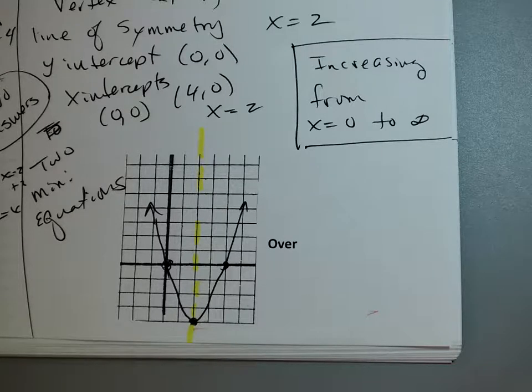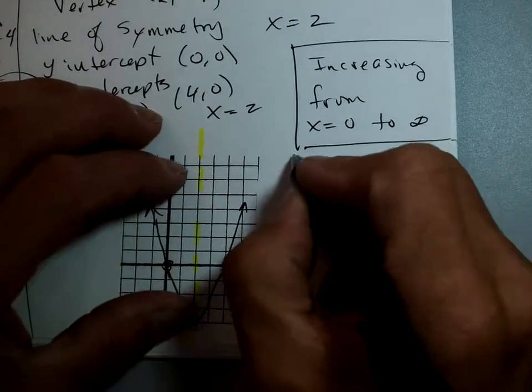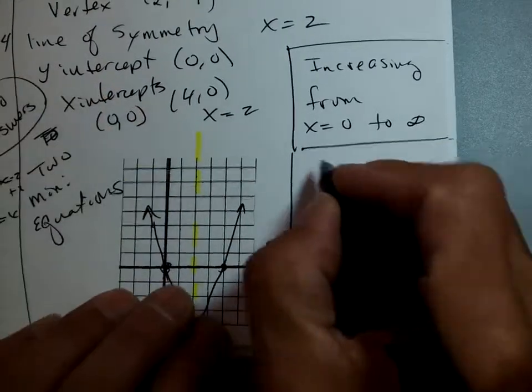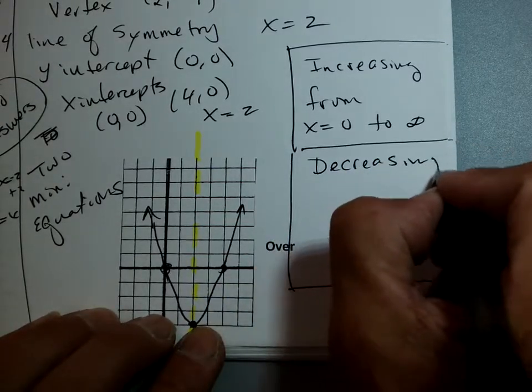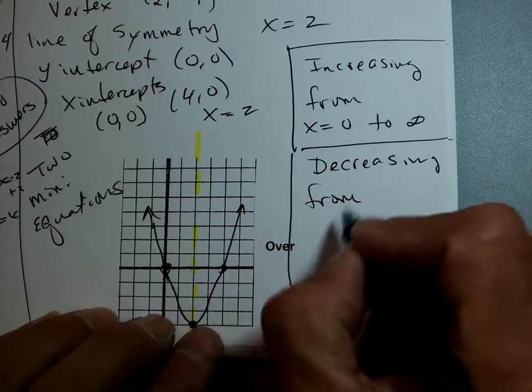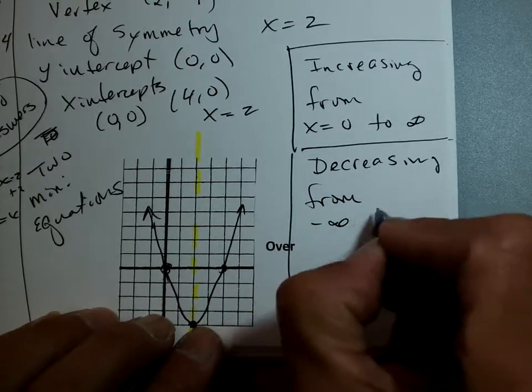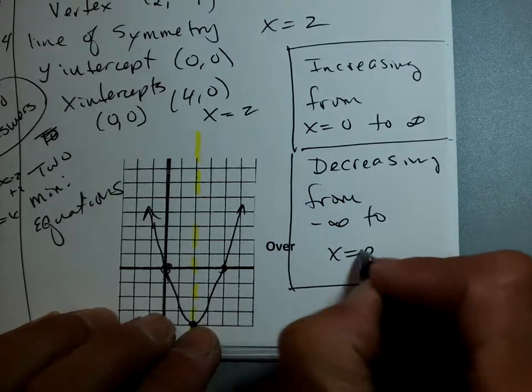Where's it coming downhill? On the other side, right? So it's going downhill from negative infinity to 0. Okay, does that make sense? It's going downhill from negative infinity to 0. It's not that hard. So decreasing, so it's decreasing from negative infinity to x equals 0, okay?